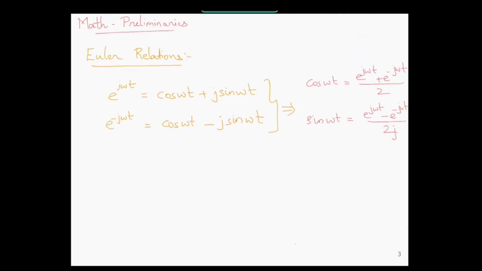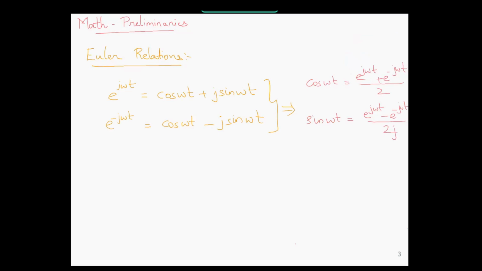Another important relation is the Euler relation. So the formula is e raised to j omega t equal to cos omega t plus j sin omega t, e raised to minus j omega t equal to cos omega t minus j sin omega t. From that, after rearranging, we can also write cos omega t in terms of e raised to j omega t and e raised to minus j omega t.